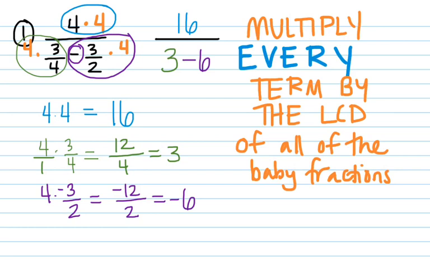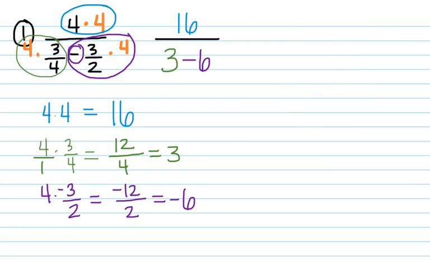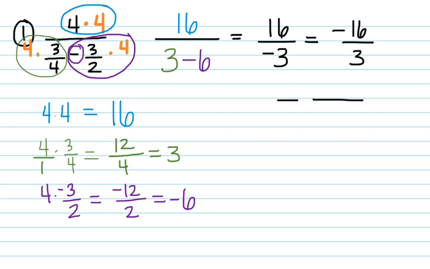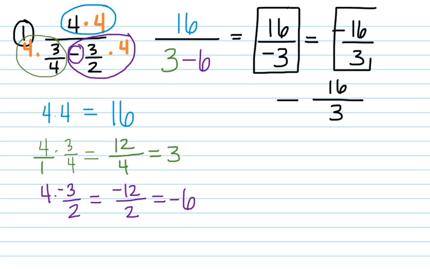And 16 divided by 3 minus 6 can be simplified to give us 16 divided by -3, which you can leave just like that. You don't have to put it in your calculator to get a decimal. You can put the negative sign up top with the 16. You can put the negative sign right in the middle in front of the fraction bar. But any of these 3 answers is perfectly fine for the simplified version of your complex fraction.